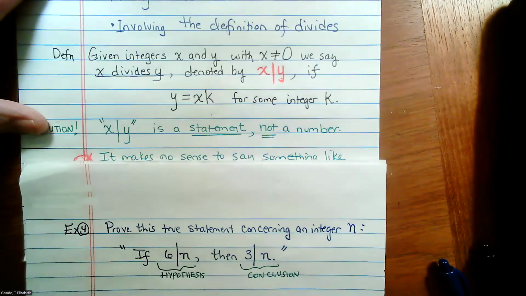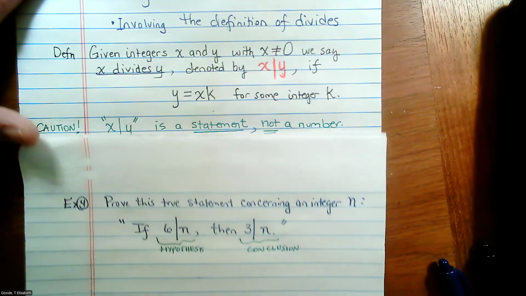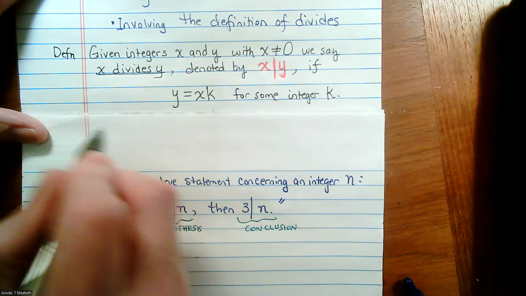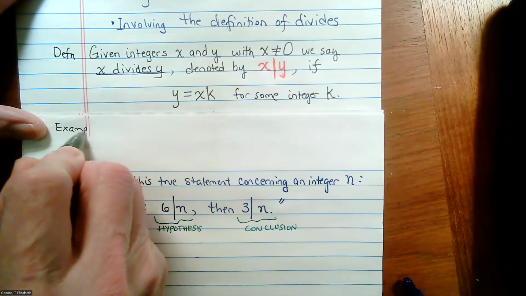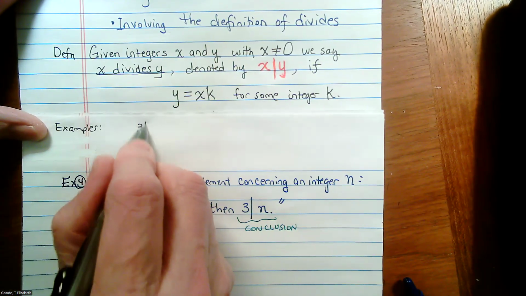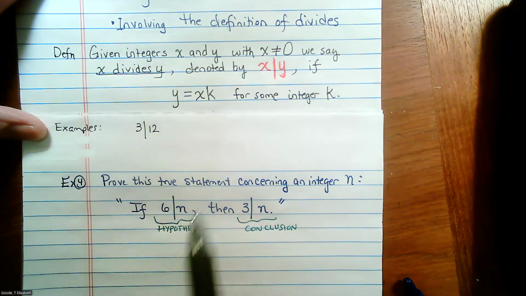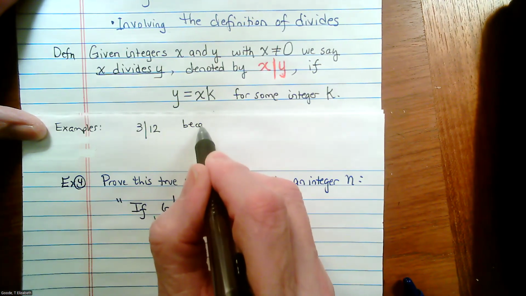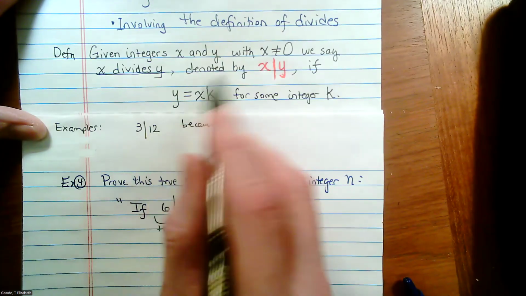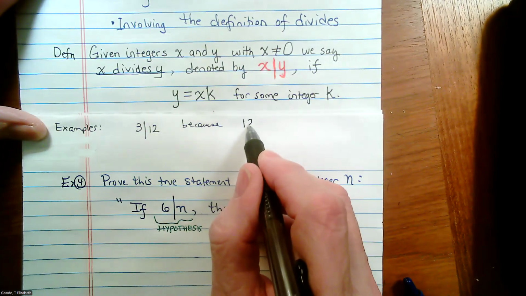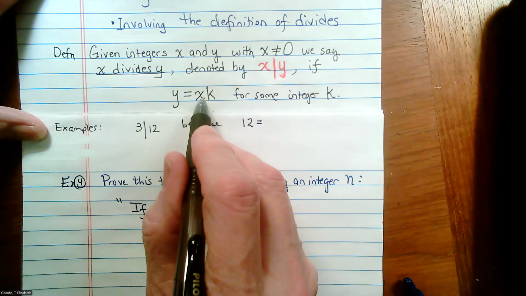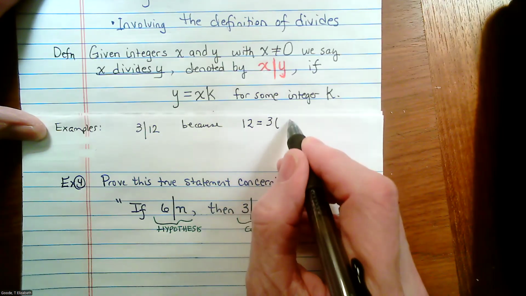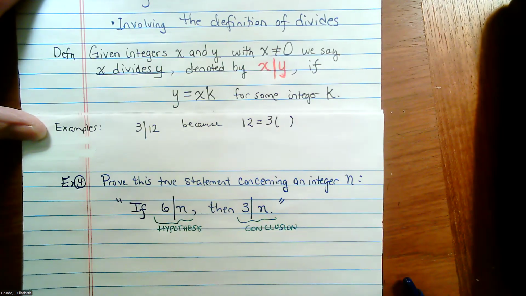Well, maybe we should look at a couple of examples first. I'll do it up here. 3 divides 12. Why? Because 12, which is the y, is equal to the x, which is 3, times some integer. Yeah, 4, right?